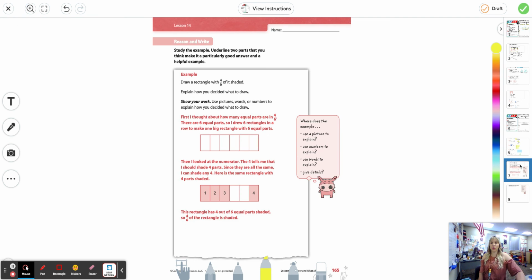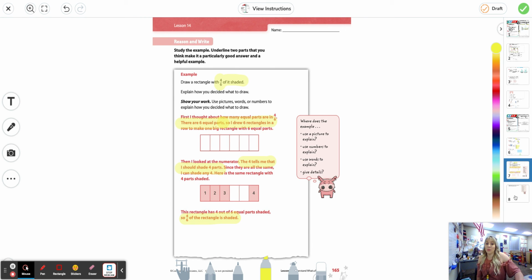On page 7, it's showing you a word problem. This is just the example. It's showing you how they solved the problem drawing a rectangle with 4/6 of it shaded. And they showed their work. First, I thought about how many equal parts are in 4/6. There are 6 equal parts. So I drew 6 rectangles in a row to make one big rectangle with 6 equal parts. Then I looked at the numerator, the top number. The 4 tells me that I should shade in 4 parts. And you can see they shaded in 4 parts. So 4/6 of the rectangle is shaded.